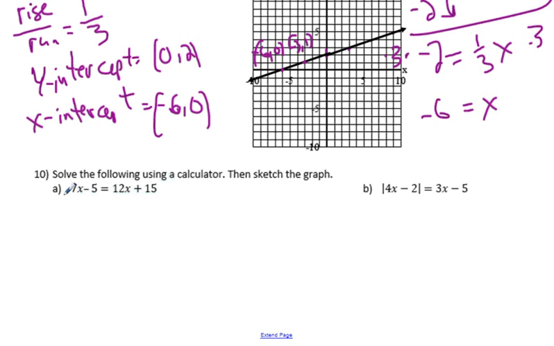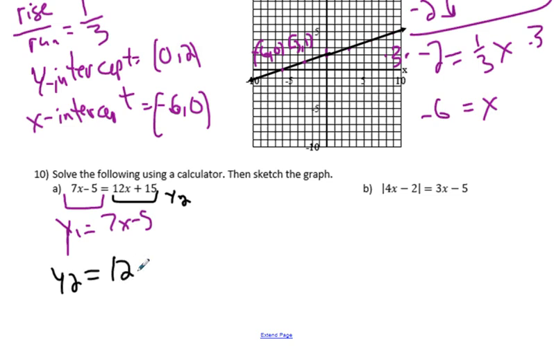So what we're going to do is make the left-hand side of the equation y sub 1. And so y sub 1 equals 7x minus 5. We're basically going to turn this into a system of equations. And then we're going to make the right-hand side of the equation y sub 2. So y sub 2 is equal to 12x plus 15.